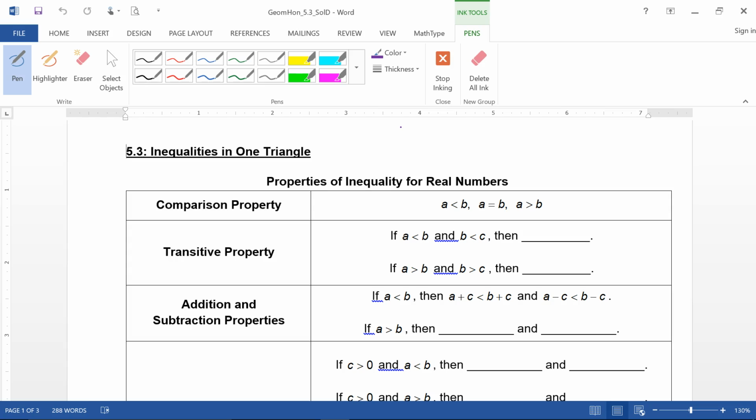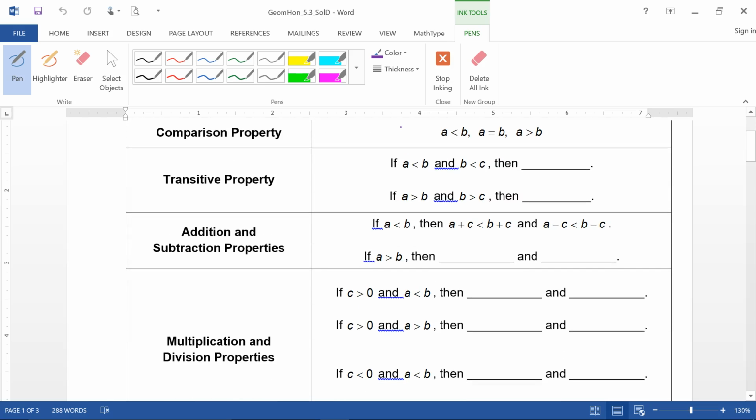First of all, we have the comparison property, which basically says that you can compare two numbers. Okay? You can say that one is less than the other, they're equal to each other, or one is greater than the other. We've been doing this since the day we were born, right?